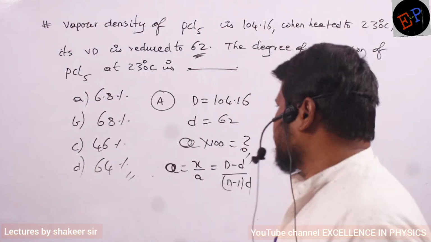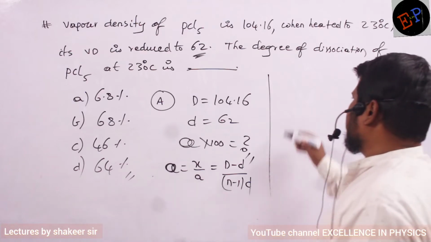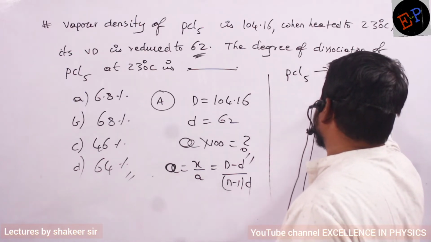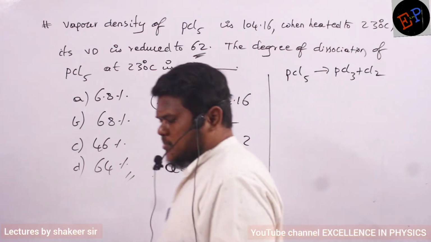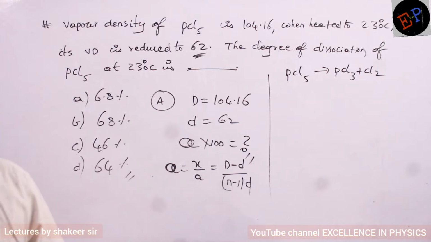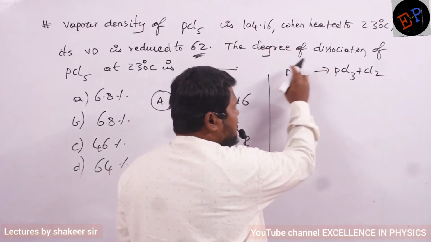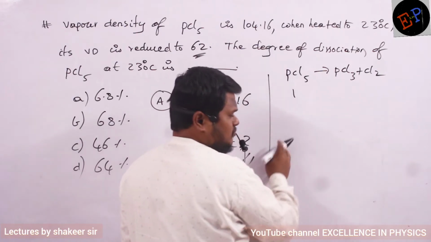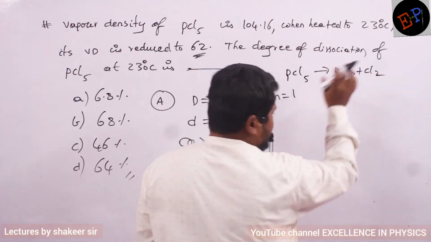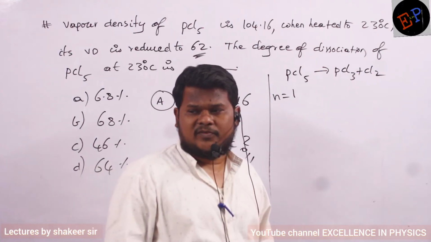So for that we need to understand what happens if this PCl5 is heated. When it is heated, it converts into PCl3 plus Cl2. So this is the reaction which is happening when you heat this PCl5. Are you able to understand? Now here initially, how many moles of PCl5 was present? 1 mole. Here the n value is 1. Clear? And how many moles of products are formed?